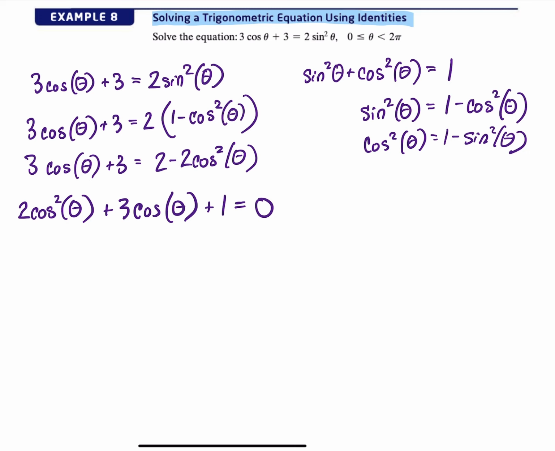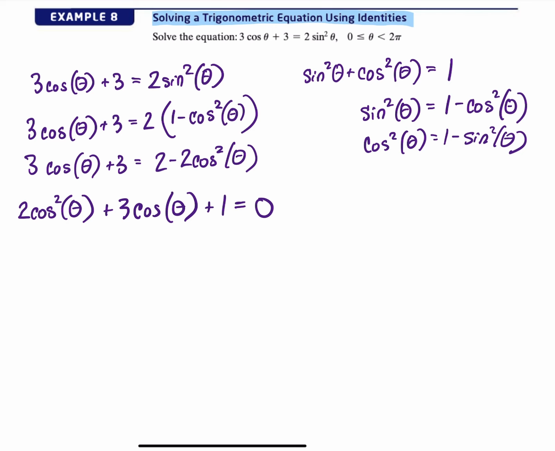So at this point, we could do another substitution and get something like 2u squared plus 3u plus 1 equals 0. Let's try just keeping the trig functions in there, just recognizing this is in quadratic form. I just want to show an example of not doing the substitution, but you're welcome to choose whatever method is most helpful for you. So I'm just going to imagine this is like my x squared and this is my x, and I'm going to just factor this as a quadratic.